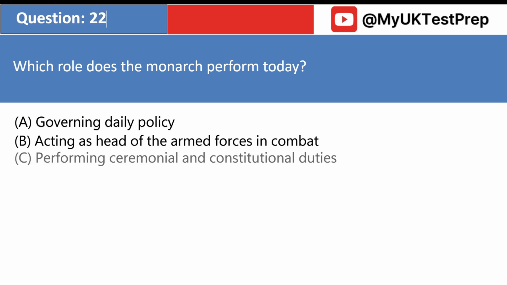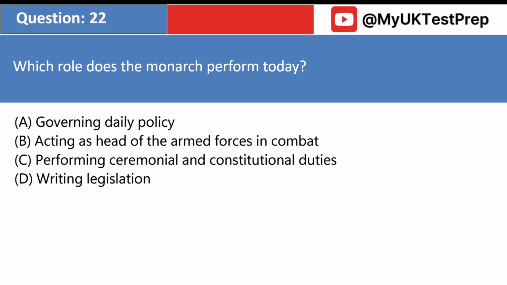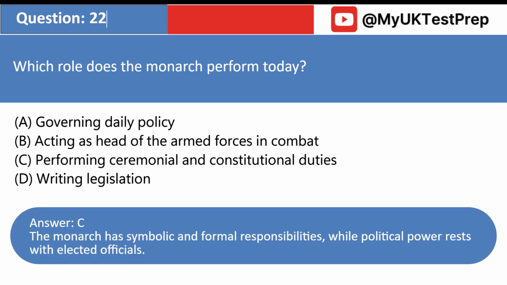Which role does the monarch perform today? A. Governing daily policy. B. Acting as head of the armed forces in combat. C. Performing ceremonial and constitutional duties. D. Writing legislation. Answer: C. The monarch has symbolic and formal responsibilities, while political power rests with elected officials.